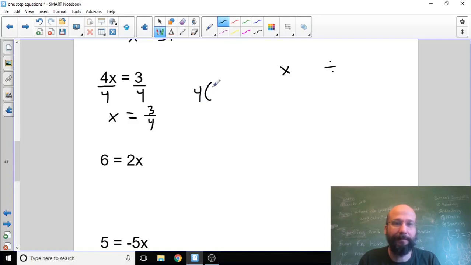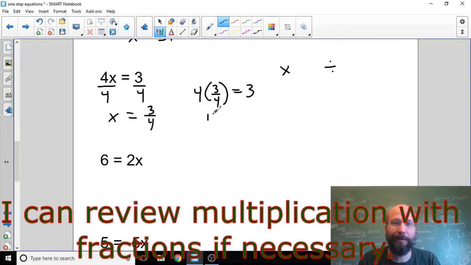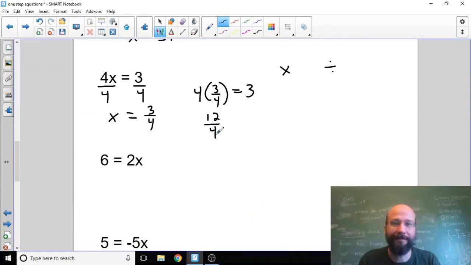4 times 3/4 equals 3. 4 times 3/4 would be 12/4 equals 3. And 12 divided by 4 is 3. Multiply the top number to get 12.